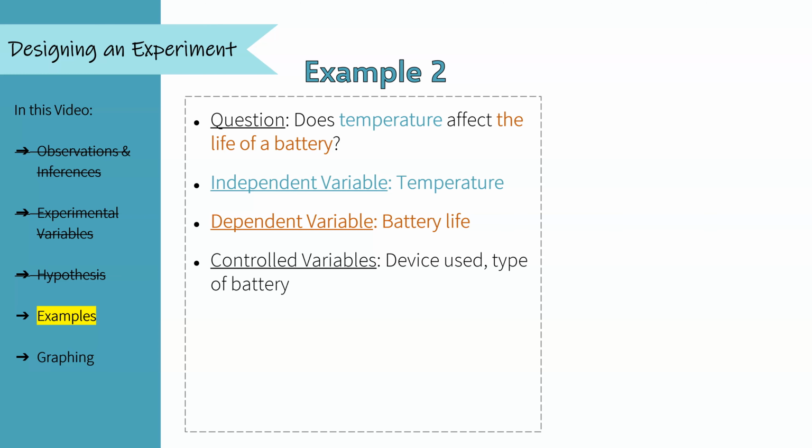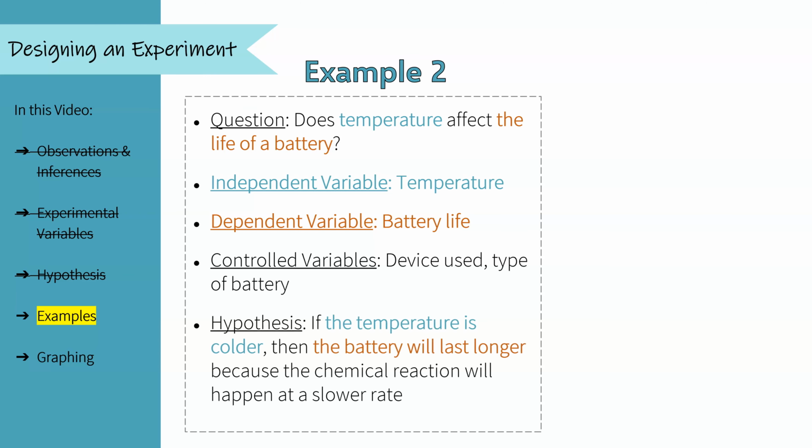And then other things that might affect how long the battery lasts are what device is being used, right? I might put my battery in a radio, or I might put it in an alarm clock, and that might have a different draw on the battery. And also the type of battery, right? Like a AA versus a AAA will probably last longer. So I want to keep these the same. I'll want to run this experiment by only putting batteries in clocks and only using AA batteries. Another thing might be the brand of battery that I would want to control.